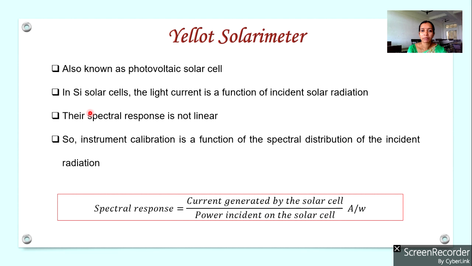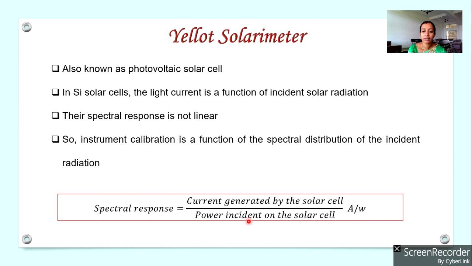But there is a problem that the spectral response of these solarimeters is not linear. What is spectral response? Spectral response means the ratio of current generated by the solar cell to the power incident on the solar cell.